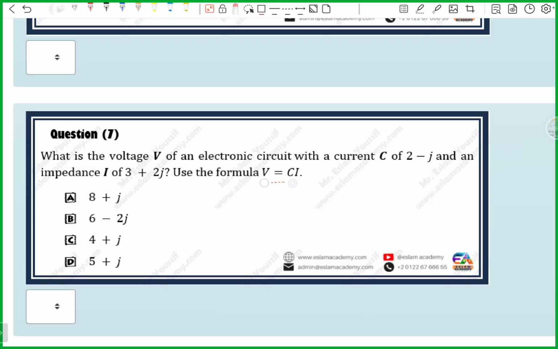So how can I find V equals C times I? What is the meaning of that? We need to find the value of V, which equals C times I. What is the value of C? 2 minus j. So just write 2 minus j multiplied by 3 plus 2j.